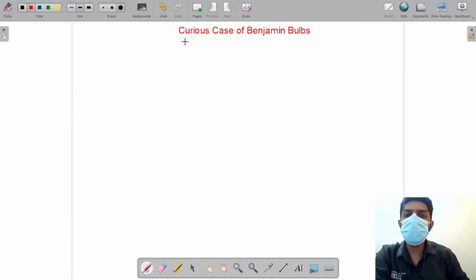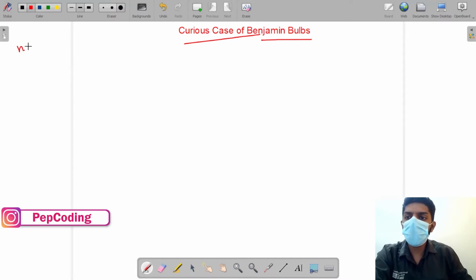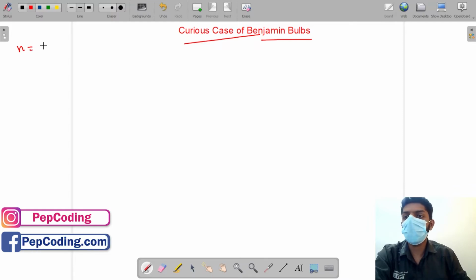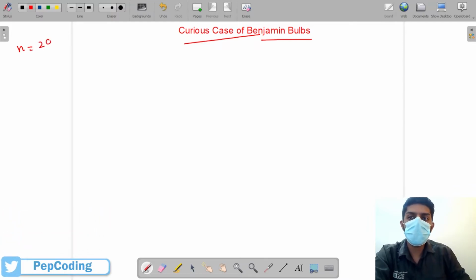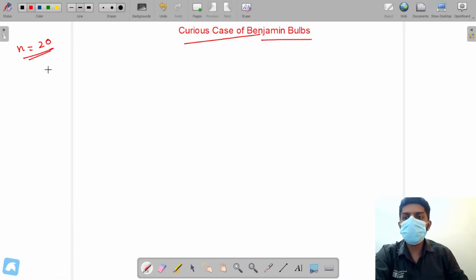So the question we are seeing today is the curious case of Benjamin bulbs, right? What this question states is that we are given n as an input, which determines how many bulbs we have. Suppose it's 20, for instance. So we have 20 bulbs and they are being toggled.